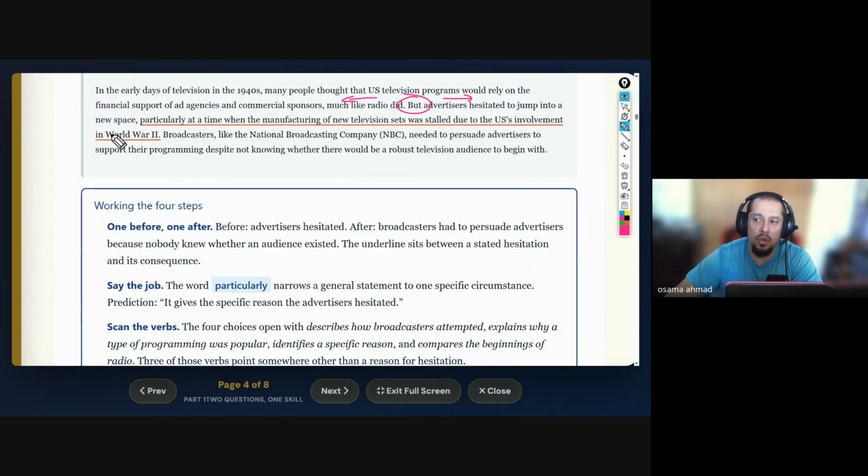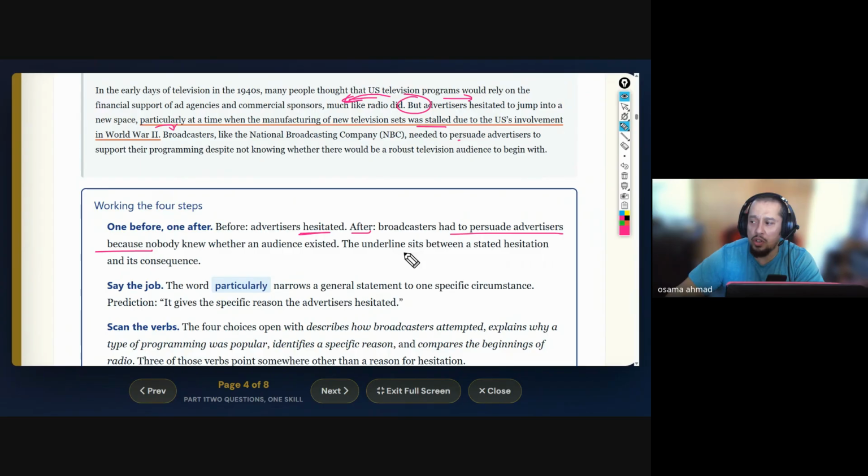Advertisers hesitated to jump into a new space, particularly at a time when the manufacturing of new television sets was stalled due to the US's involvement in World War II. Broadcasters like NBC needed to persuade advertisers to support their programming despite not knowing whether there would be robust television audience to begin with. So again, we read the before space, right? And we read after. ده اللي بنعمله. So before بيقول لنا advertisers, they hesitated, right? And then after the underlying portion بيقول لنا broadcasters لازم يقنعوا advertisers عشان يشتروا ad space, right?